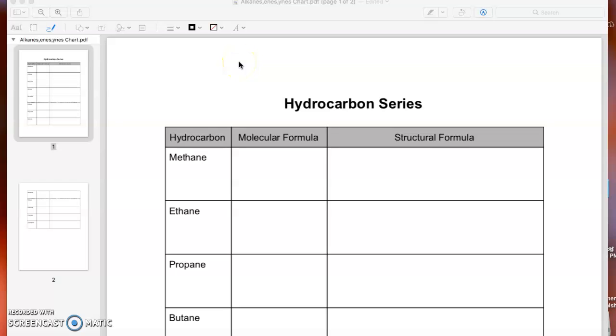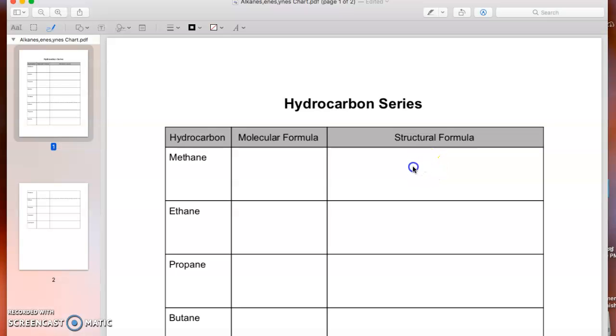Alright, so bear with me on this drawing situation on my computer. So, excuse me, the structural formula for methane, meth, tells us that we have 1 carbon. So I'm going to start with that. Here we go.